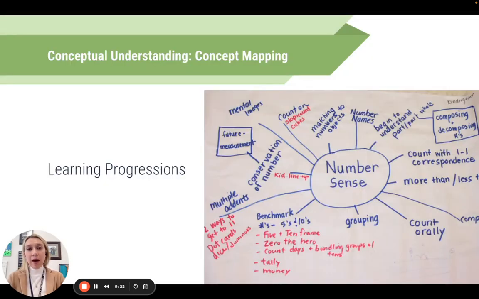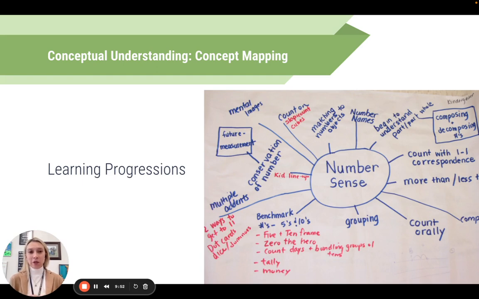Next is concept mapping. Concept mapping is very similar to our learning progressions, and I'll share some really great resources with you a little bit later on. This is a kindergarten example. So when we say number sense in kindergarten, this is really what that means. So as a teacher team, you would be breaking these down in terms of when we say number sense, are we all on the same page in terms of what number sense actually means? And this is a really fun activity that you can do within a PLC.